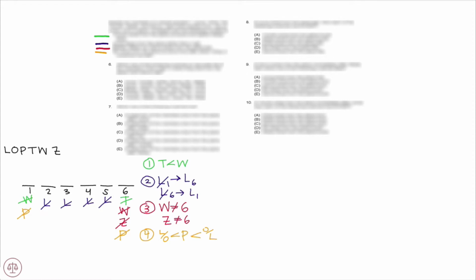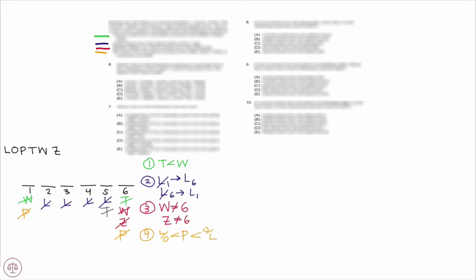And we can also combine rules 1 and 3. We know that W is not 6th and T is before W. So technically that means if T were to be 5th, then we know W is after it, so W would be here, but W is not 6th. So that means T can't be 5th. So we can say T not 5th.